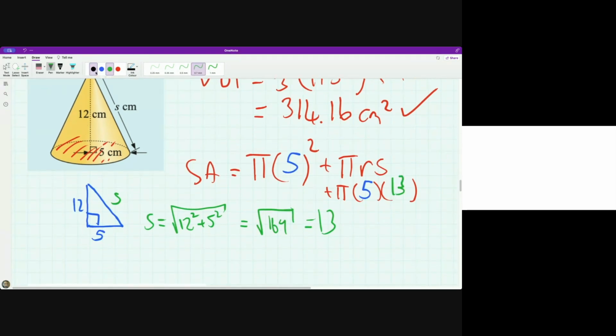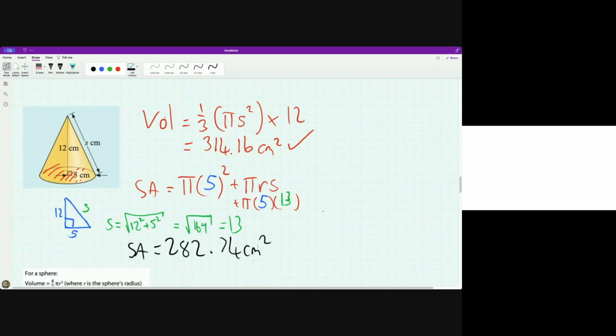Now I need my final grand total for the surface area. Plus pi times 5 times 13. What are you getting, ladies and gentlemen? I'm seeing in the chat the same as what I see on my calculator, 282.74 centimeters squared.